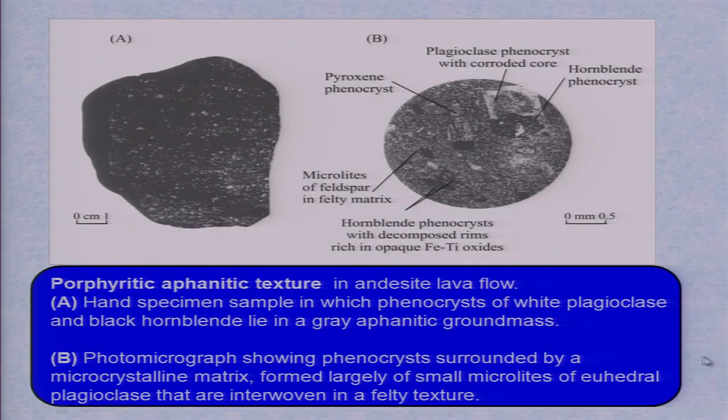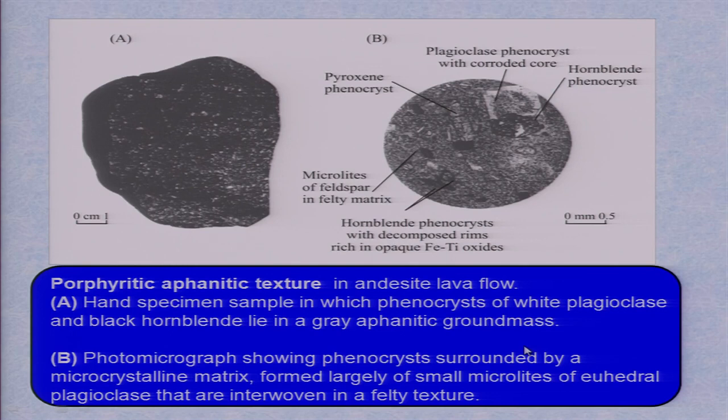These are the two important definitions, and I will cite a few examples of igneous rocks which show porphyritic aphanitic texture. I am citing an example of andesite. Andesite is a variety of igneous rock. It is in the form of a lava flow, commonly known as andesitic lava flows. Andesitic lava flows in hand specimen show phenocrysts of white color, which are mostly plagioclase.